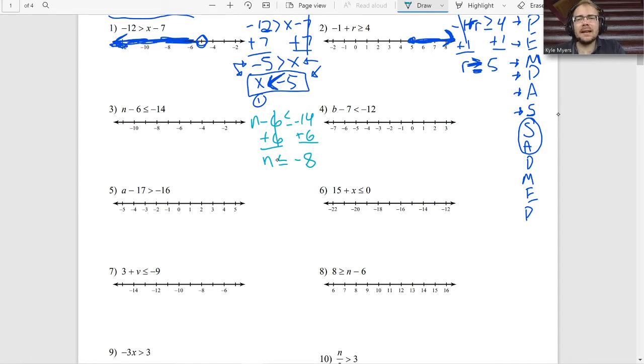Okay. N is less than or equal to -8. Here's -8. Less than or equal to, so closed circle. Arrow points to the left.